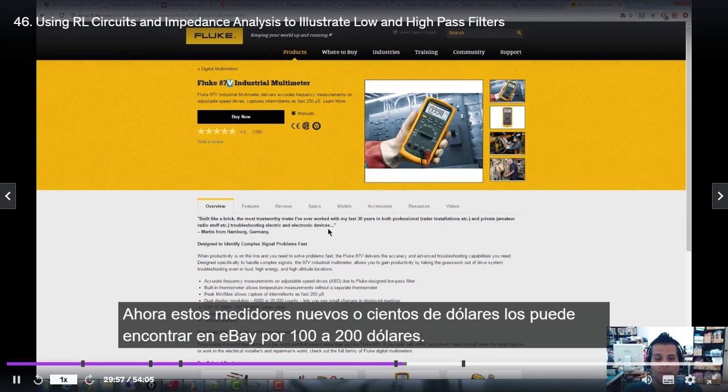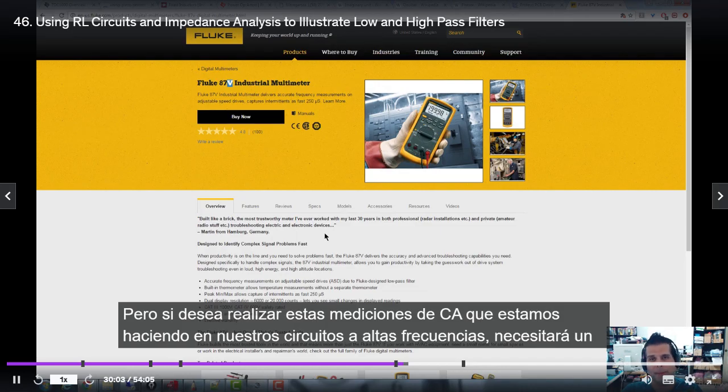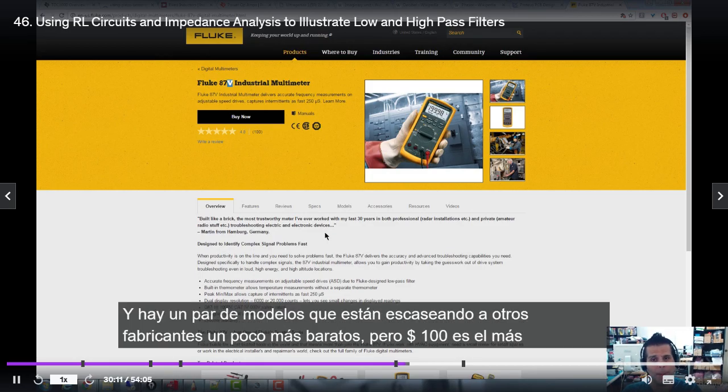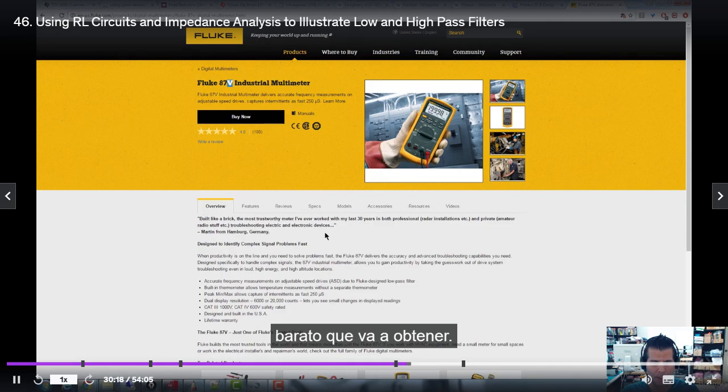Now, these meters brand new are hundreds of dollars. You can find them on eBay for $100 to $200. But if you want to make these AC measurements that we are doing in our circuits at high frequencies, you're going to need a meter like this. There's no way around it. Again, you can get them on eBay, and there's a couple of models from Fluke and other manufacturers that are a little bit cheaper, but $100 is about the cheapest you're going to get it.